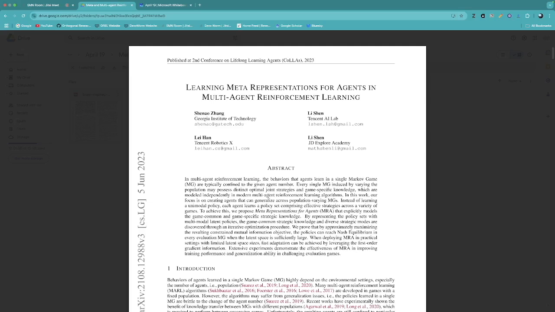By representing the policy sets of multimodal latent policies, the game common strategic knowledge and diverse strategic modes are discovered through an iterative optimization procedure. We prove that by approximately maximizing the resulting constrained mutual information objective, the policies can reach Nash equilibrium in every evaluation Markov game where latent space is sufficiently large.